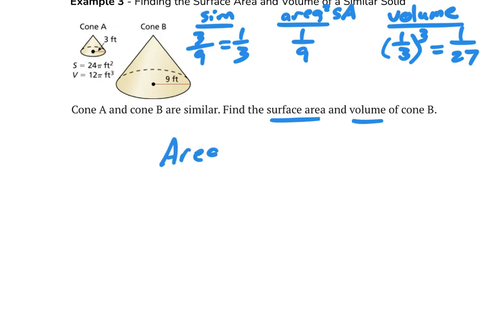So let's do area, first of all. Well, if I'm finding area, I'm going to use the area ratio, 1 over 9, from up above.